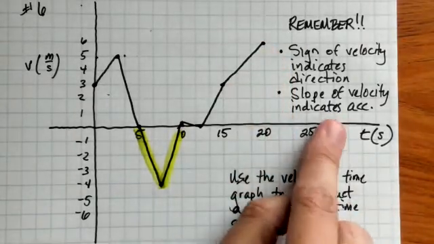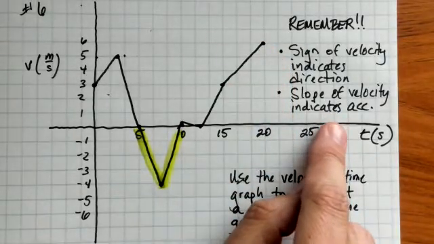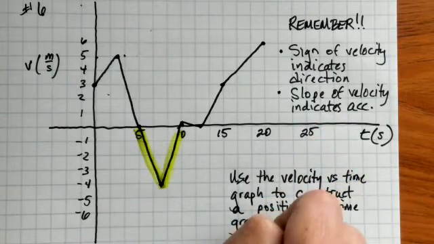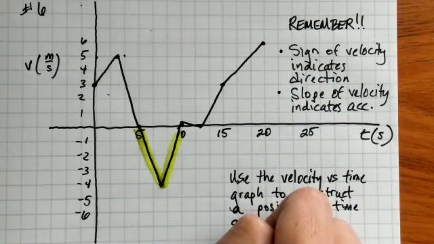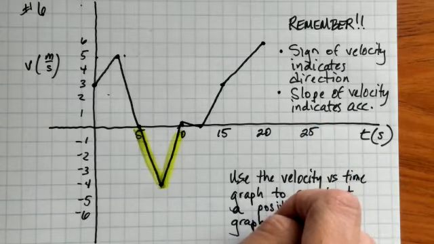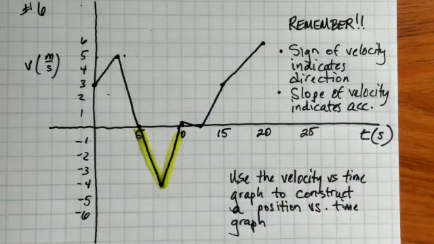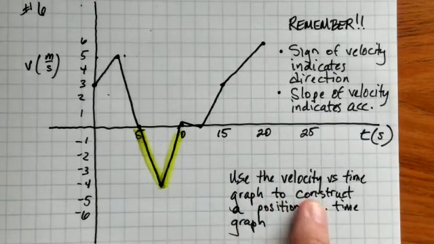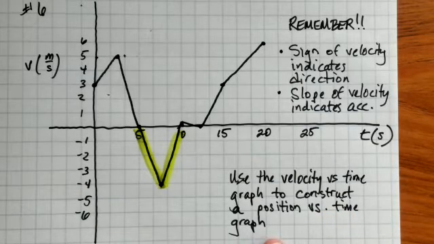Now, the slope of the velocity indicates acceleration, which you may have guessed already, depending on how well you remember your calculus. We'll talk about that later in this lesson. So we can move on, and we can actually use the velocity versus time graph to construct a position versus time graph.